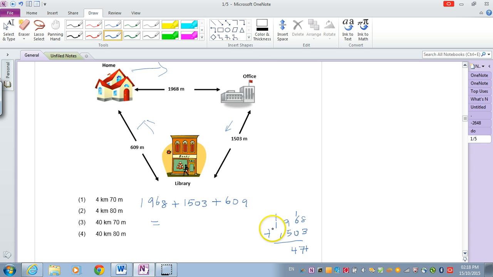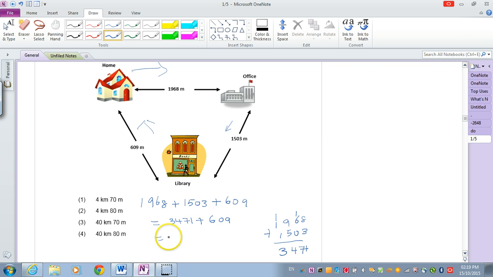Okay, and I'll regroup it to 1000. So 1000 plus another 2000 here, that will give me 3000. So the distance traveled from home to office, and from office to library, will be 3471. We are not finished with the question. We must remember to add our 609.